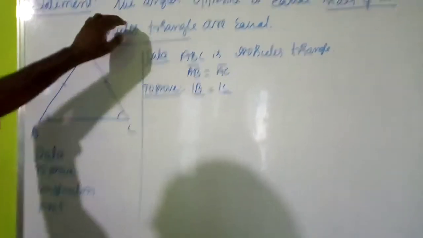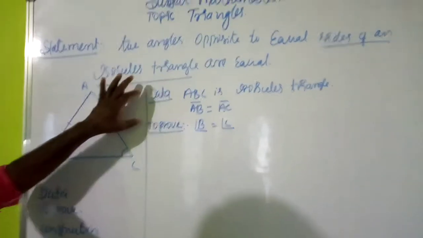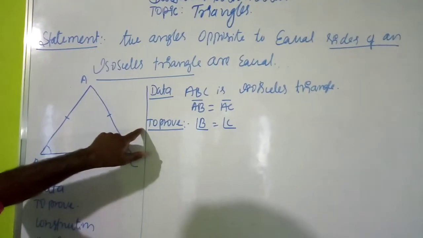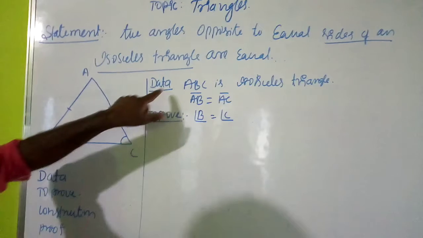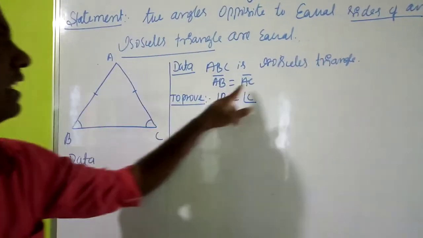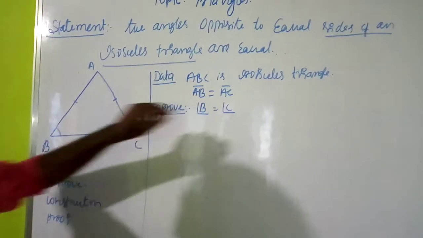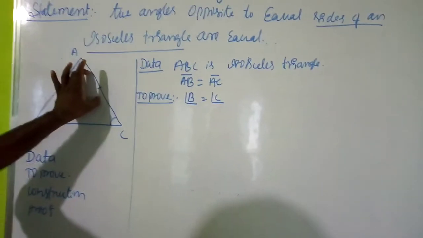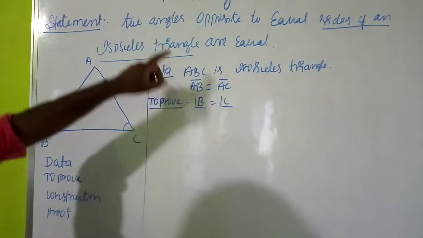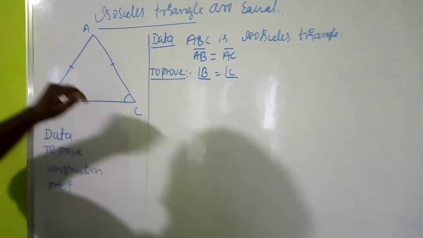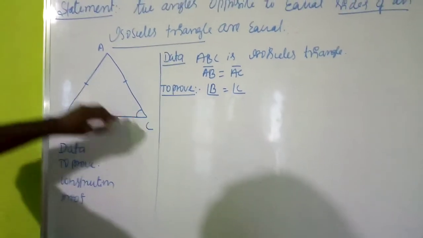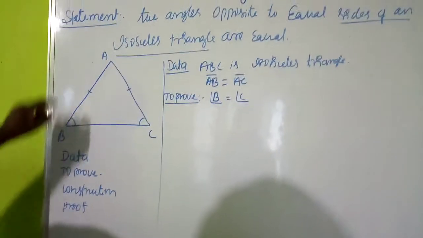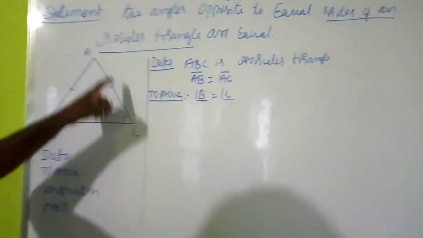So it means the statement always contains two parts, the data as well as what is to be proved. In this, ABC is an isosceles triangle where AB is equal to AC. See, this is triangle ABC. So AB is equal to AC. These two sides are equal, hence it is an isosceles triangle. So we want to prove: this is angle C, which is opposite to side AB, and this is angle B, which is opposite to side AC.